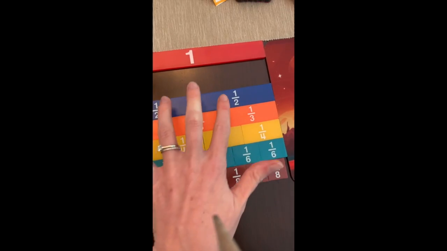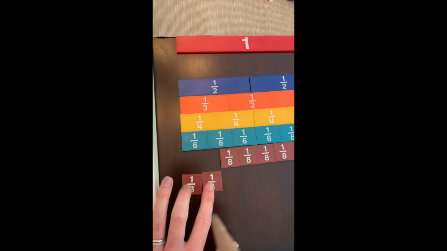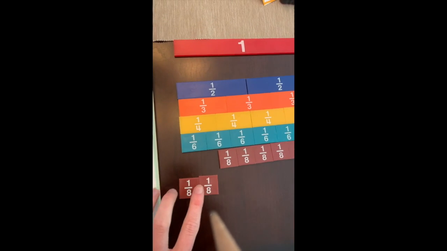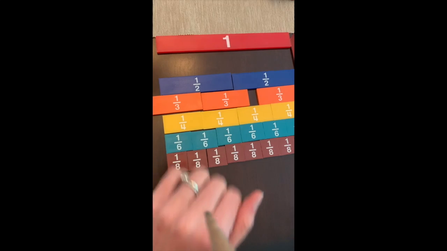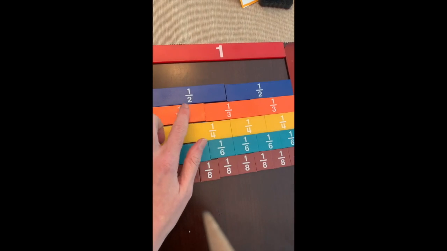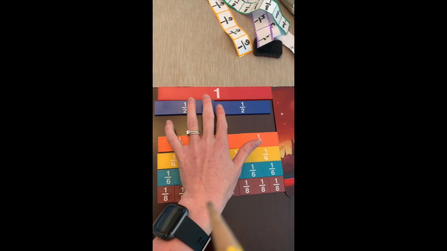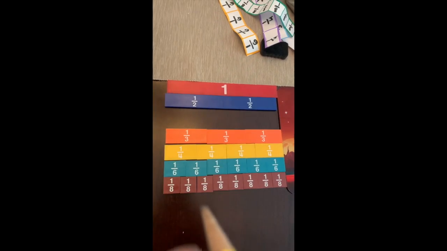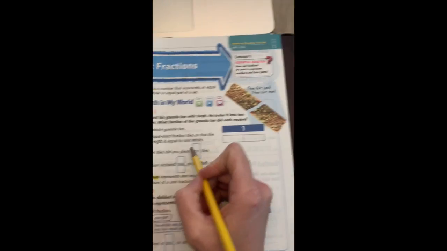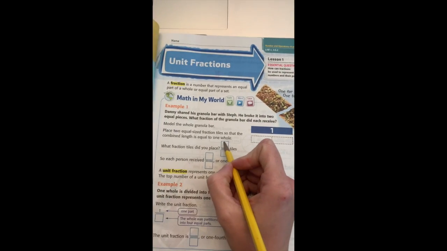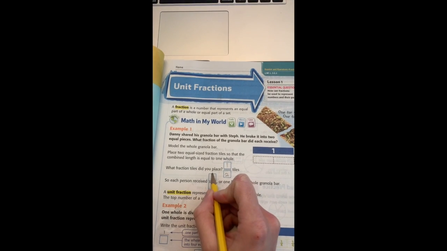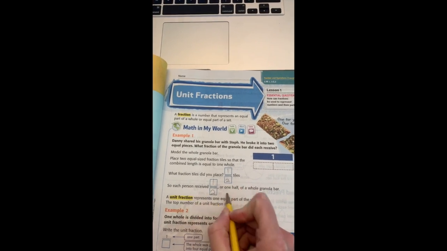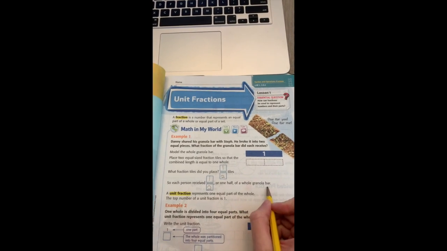Okay, 2 equal-sized pieces. Well, these 2 are equal-sized, but do they make 1 whole? Nope, they're too small. This one? These? How about this? These are bigger. No, we need 2 equal-sized pieces that when we slide them up, they make 1 whole. What fraction tiles did we place? We placed 1/2 tiles. So each person received 1 out of 2 pieces, or 1/2 of a whole granola bar.